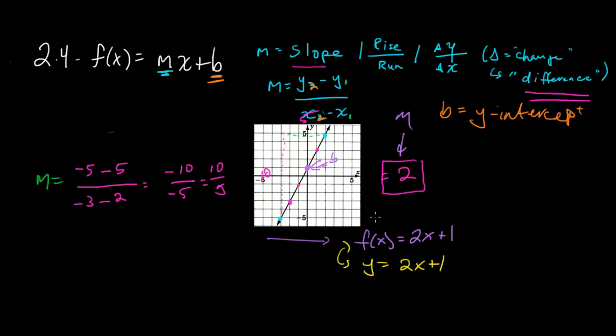And let's pick a point and prove that that's true. Let's say that we use this point here at negative 1, negative 1. That's kind of hard to see, I know. Negative 1 is equal to 2 times negative 1 plus 1. Well, 2 times negative 1 is negative 2, plus 1. Does that equal negative 1? Yeah, it does, in fact. So that's the b part of the y equals mx plus b. It's where it crosses the y-axis.